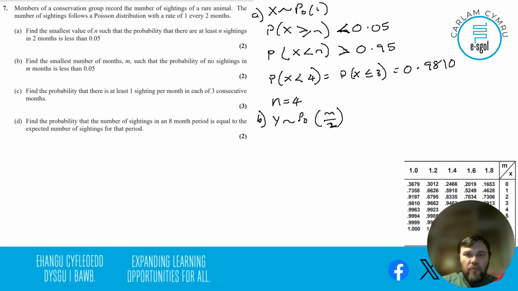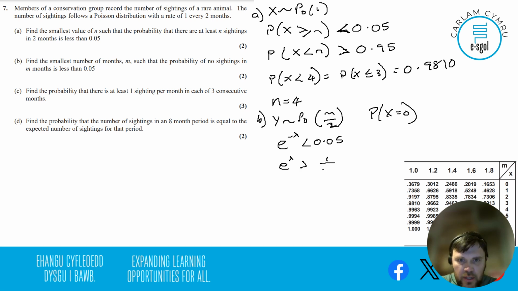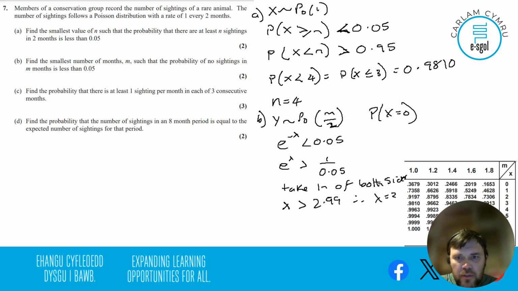Here we're going to use the formula again for P(X = 0), so that we would have e to the minus lambda less than 0.05. Rearranging it again, we would have e to the lambda greater than 1 over 0.05. Take natural logs of both sides, so that you end up with lambda must be greater than 2.99. Therefore, lambda is equal to 3. To work out m, it's m over 2 is equal to 3. Therefore, m is equal to 6.